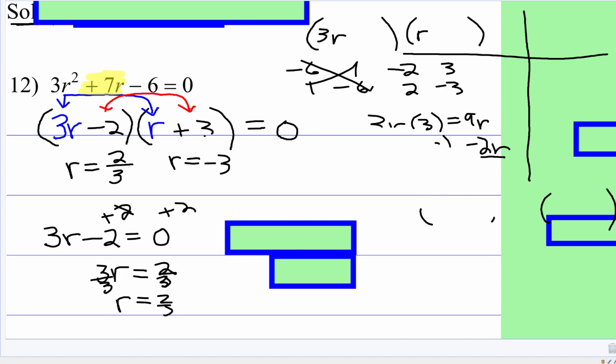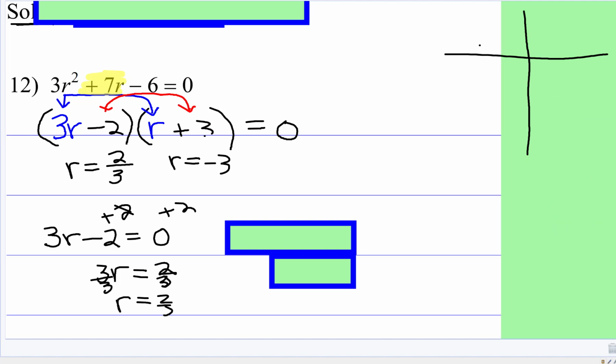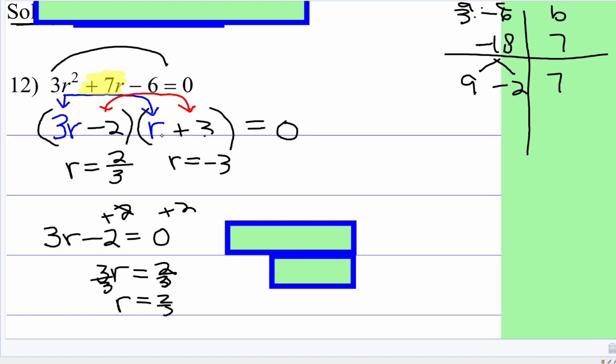Okay, but I'm also now going to show you the table method if some of you have a difficult time doing this. So remember, it's factors of a times c. So 3 times negative 6, which is negative 18, factors of negative 18 that add up to the b value. So this is a times c, factors of a times c that add up to b. Well, that would be pretty easy, 9 and negative 2. But you can't go directly, because look at what we have here. We have 3r subtract 2, r plus 3. That is not r plus 9, r subtract 2.